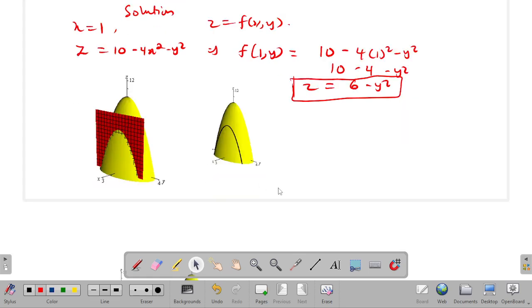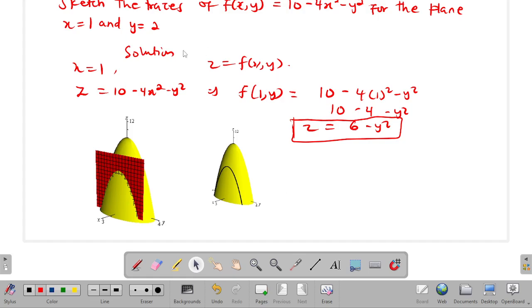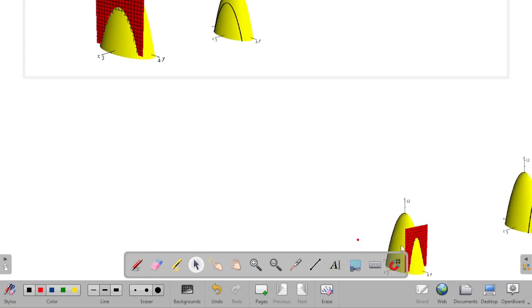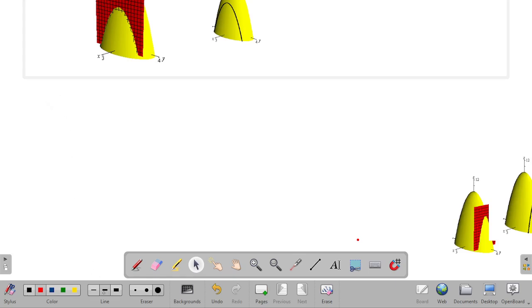Okay, good. So now let's do it for a different plane. The question gave us two planes. y is equal to 2. So for plane y equal to 2, I have the diagrams here already. So I have y is equal to 2, right? For plane y is equal to 2, I have my diagrams here. What do I have? I have a function of what? x comma what? 2.